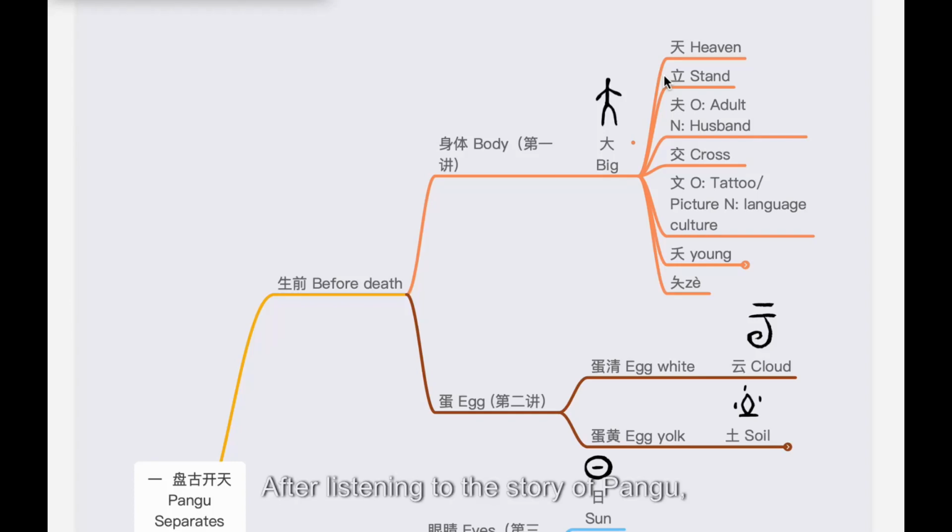Okay, after listening to the story of Pangu, let's start learning the characters. First character is from Pangu's body. We learned that he stretched his limbs. So, first character is 大. 大, fourth tone. It's a person. It's open arms and legs. Today it means big. Big is a person stretching. Okay.